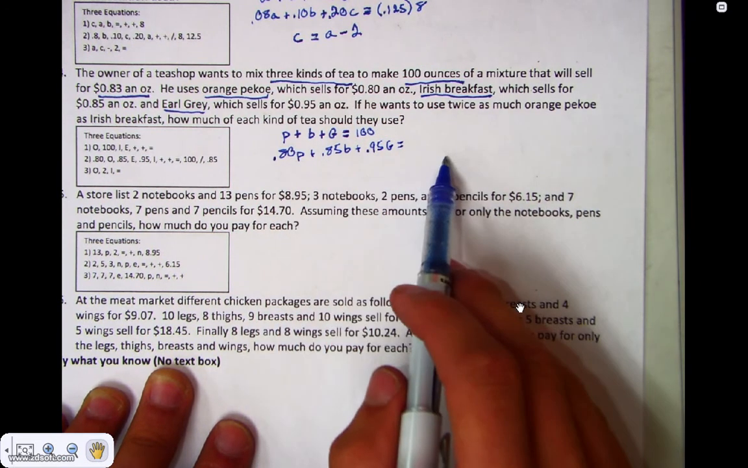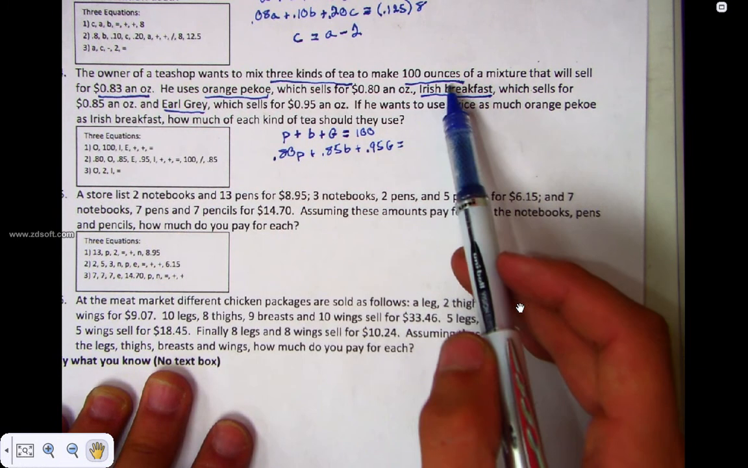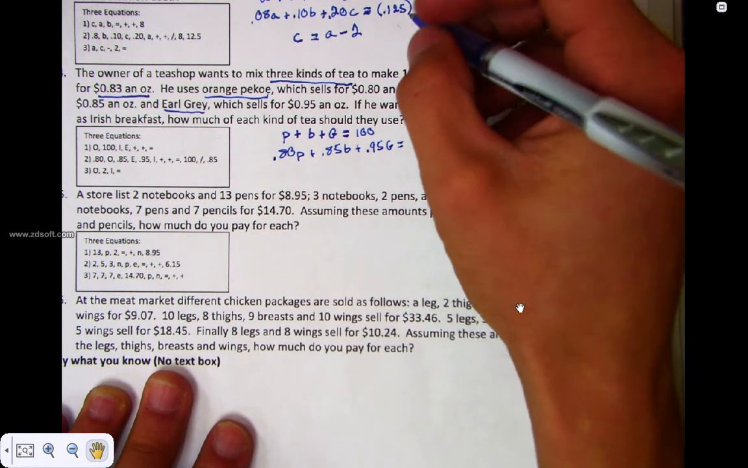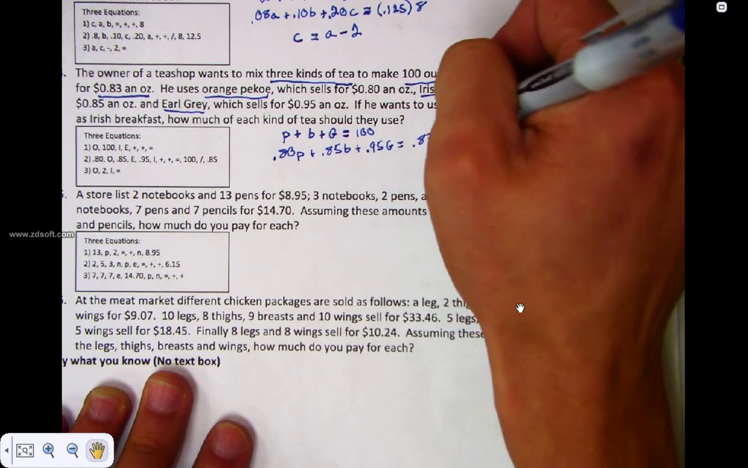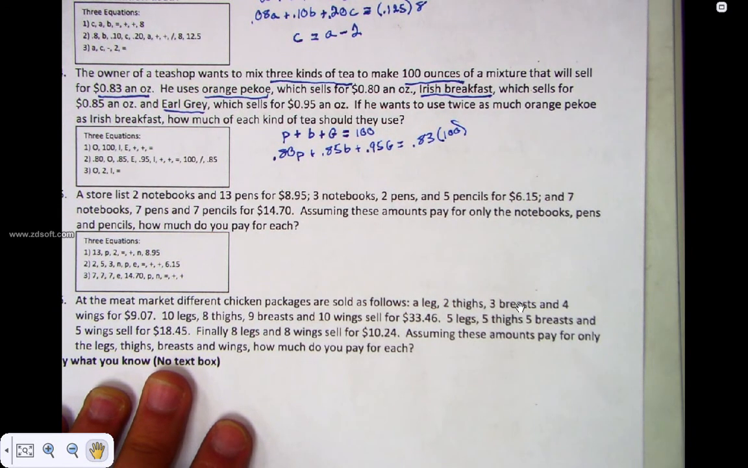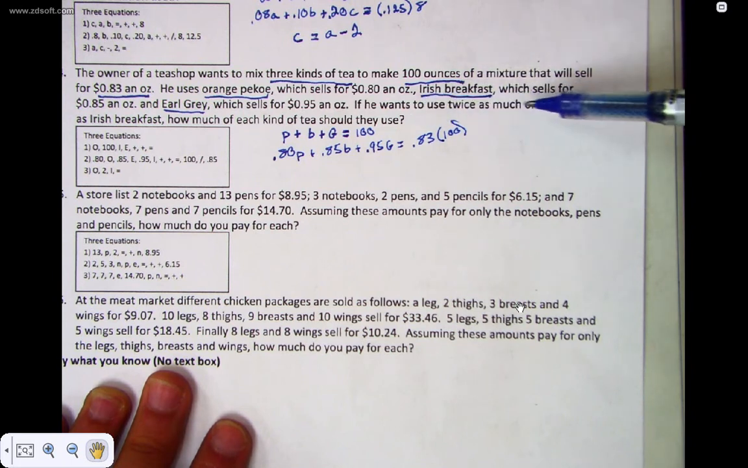Well, what do you think is going to be on the other side? Cost times amount. How much do we want the whole thing to cost? 83 cents. How much? 100 ounces. 0.83 times 100 ounces.